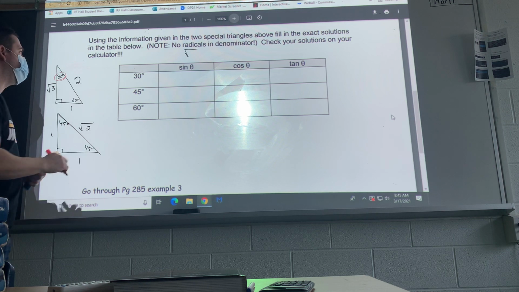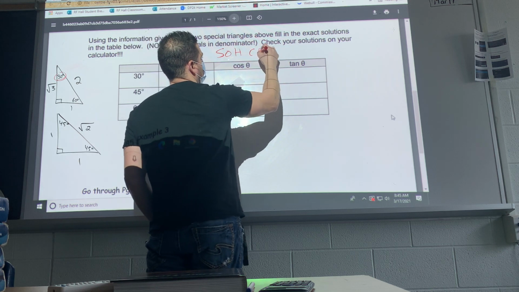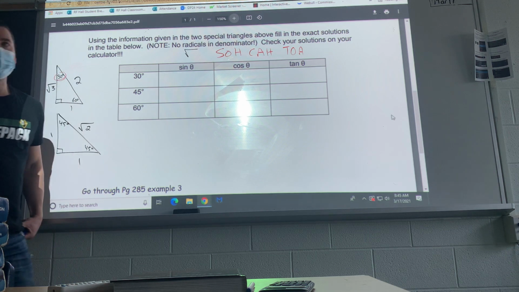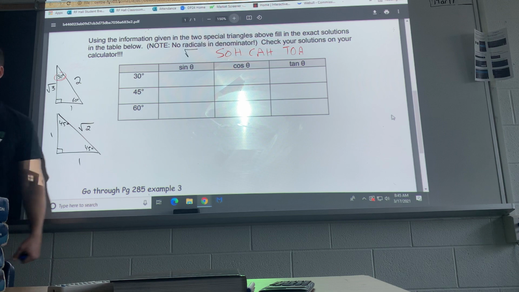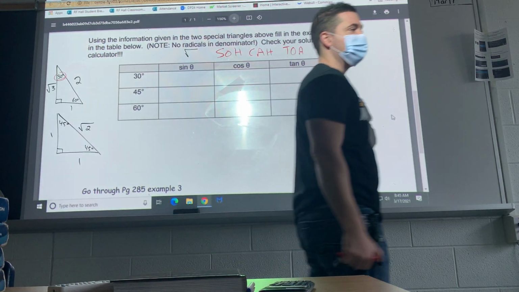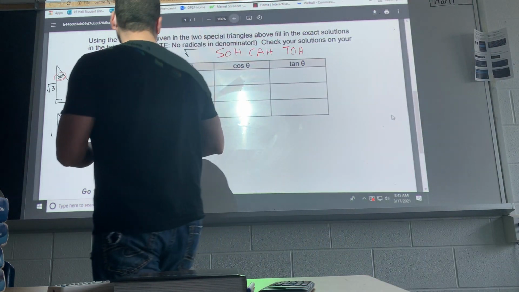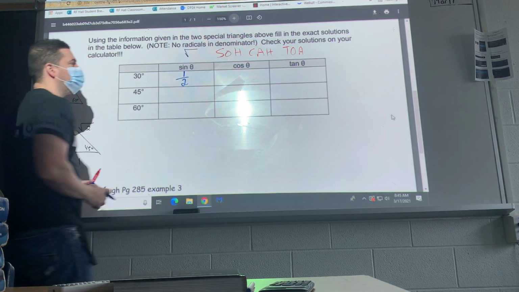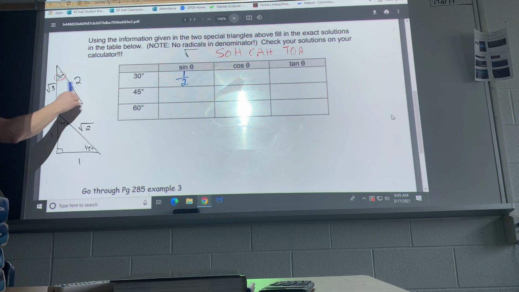The opposite and the hypotenuse, okay? So remember SOHCAHTOA. Okay, so opposite over hypotenuse. So if I'm going with the 30 here, what is my opposite? What is my opposite of the 30? Andrew? The 1. The 1, okay, and our hypotenuse is 2. So sine 30 is 1 over 2. Okay, so 1 is the opposite, hypotenuse is 2.